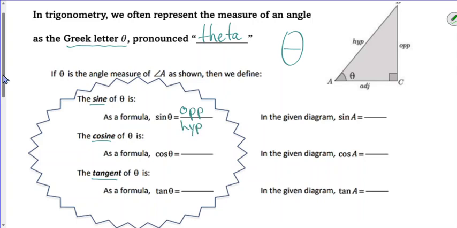So if I say sine of angle A, I'm talking about the side that's opposite. I'm talking about BC divided by AB. BC over AB. The side that's opposite and the hypotenuse. Cosine relates the adjacent side and the hypotenuse. So in this case, that's AC, and again AB.